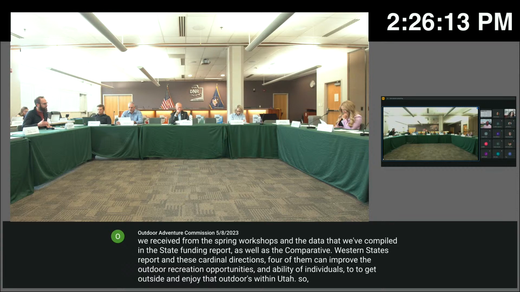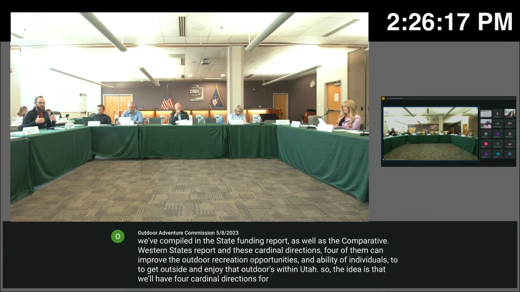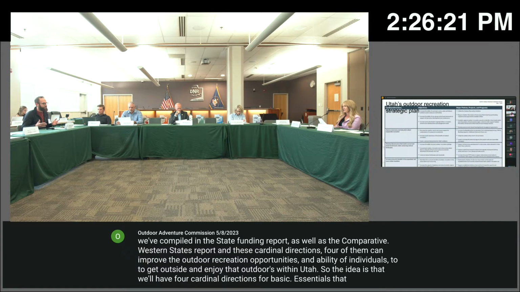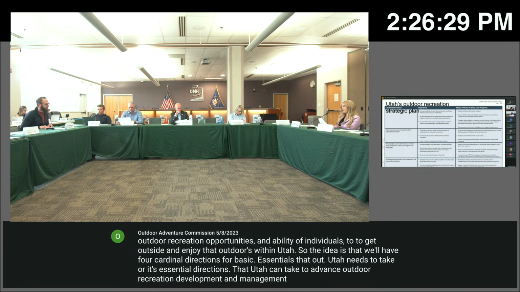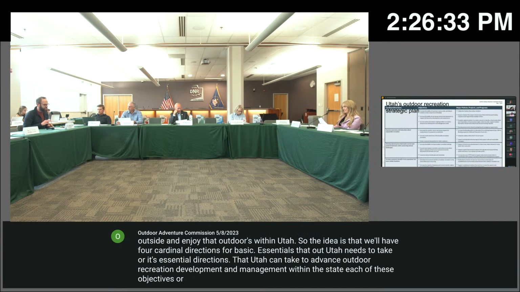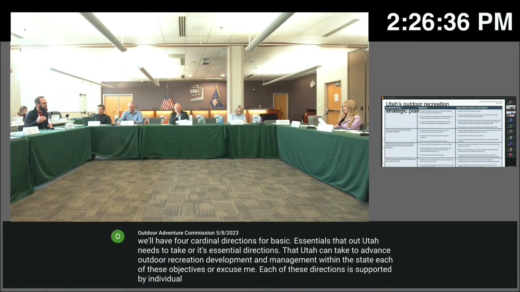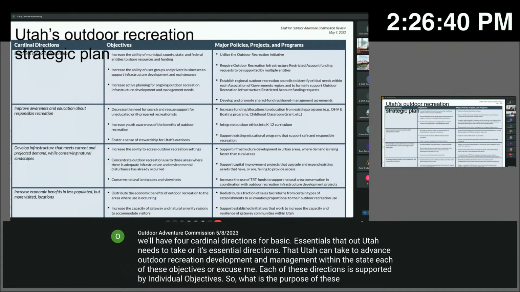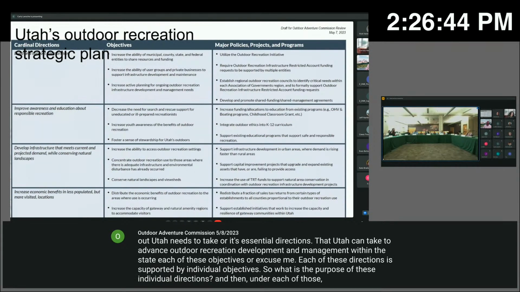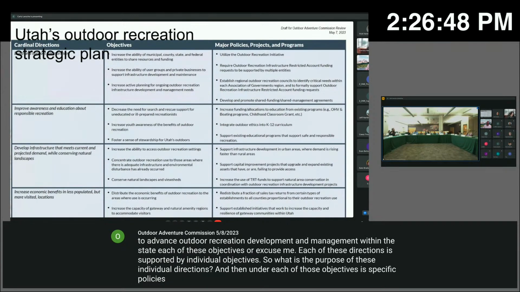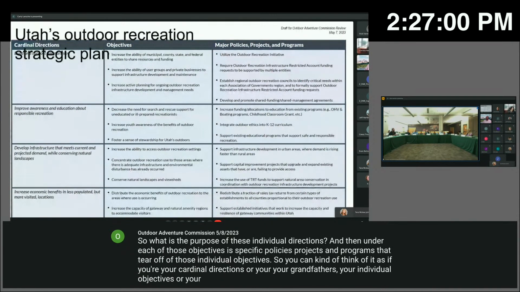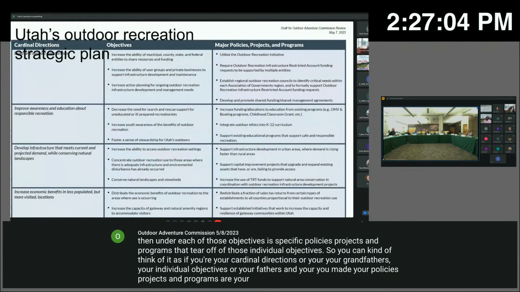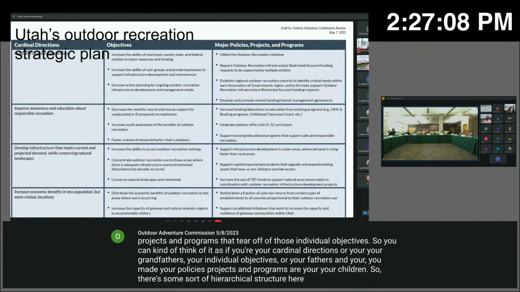So the idea is that we'll have 4 cardinal directions, 4 basic essentials, or essential directions that Utah can take to advance outdoor recreation development and management within the state. Each of these directions is supported by individual objectives. So what is the purpose of these individual directions? And then under each of those objectives are specific policies, projects, and programs that tier off of those individual objectives. You can think of it as if your cardinal directions are your grandfathers, your individual objectives are your fathers, and your policies, projects, and programs are your children. So there's some sort of hierarchical structure here to outline what these cardinal directions are.